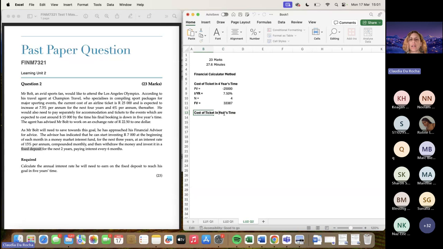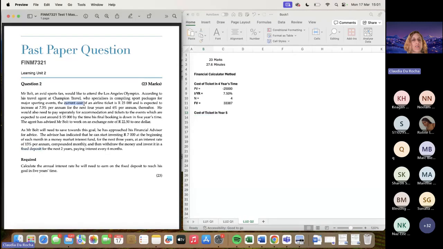Okay, why am I doing that? Because here it said that the current cost of our airline ticket is 25,000, expected to increase by 7.5% for the next 4 years and then 6% thereafter. Okay, so we've got 1 more year.